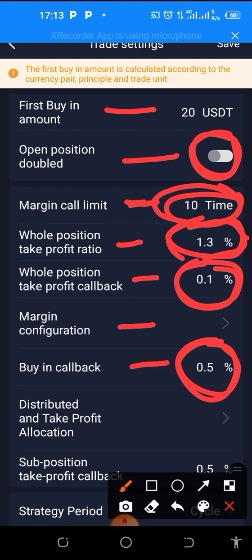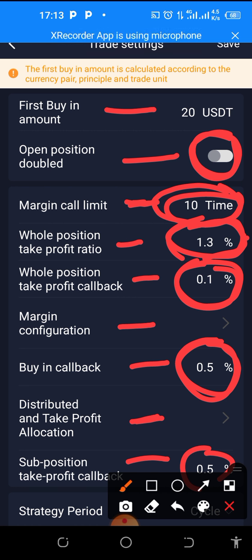Then the next thing is distributed take profit allocation. I'll be coming to that also. Then here, the last thing we are seeing is sub position take profit, which is 0.5%. Now, I'll be explaining that also, because that has to do with your distributed take profit allocation. So that is that.